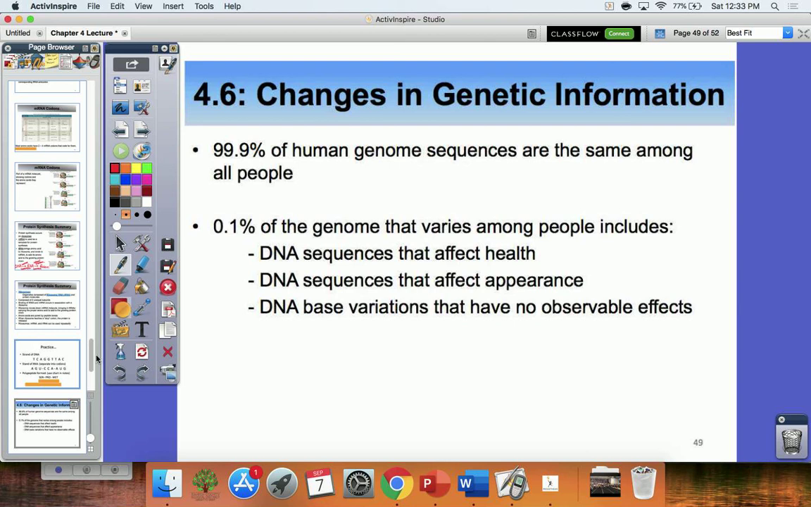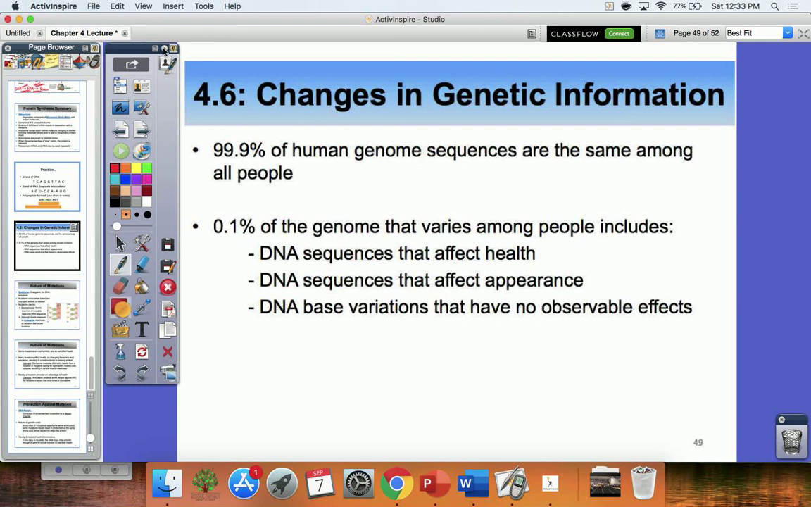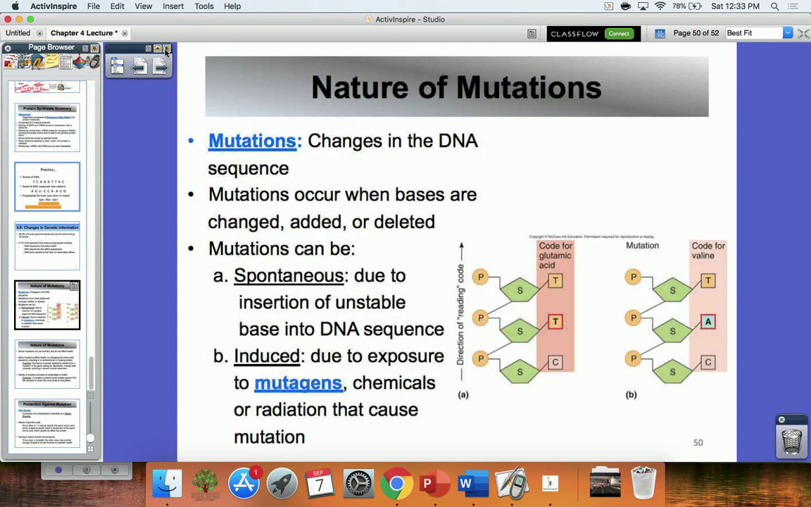Okay. And one of the last sections we have here is changes in genetic information. And this happens quite often, just depending on the person, what they're exposed to. Now, most of our genome is going to be basically the same, but we do have some things that are going to vary. And it could affect a variety of things, like our appearance or health, or it could just not be any type of effects at all. The first thing we're going to talk about will be mutations.